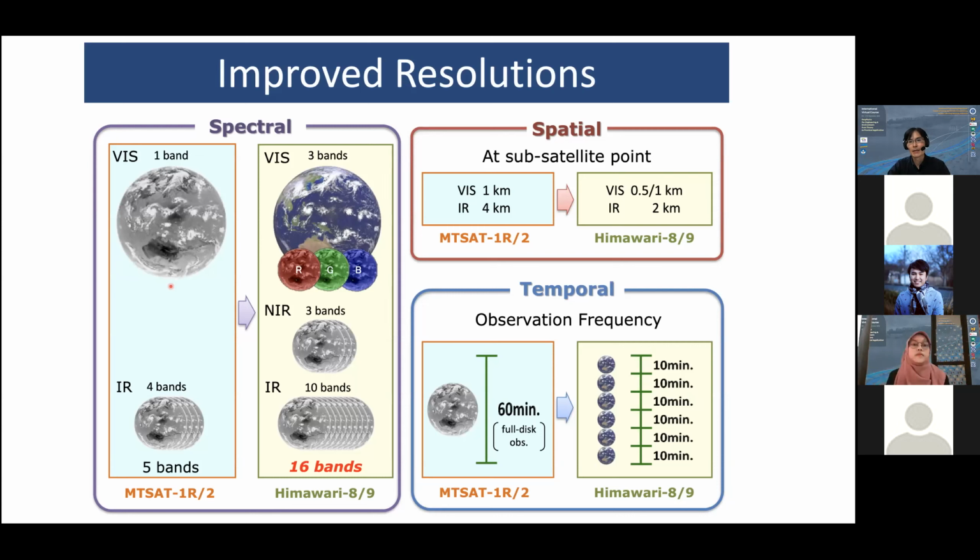Especially the spatial resolution: the previous one was 1 kilometer, but currently we have 0.5 kilometers and 1 kilometer in the visible and near infrared. And also the thermal infrared spatial resolution has improved from 4 kilometers to 2 kilometers.